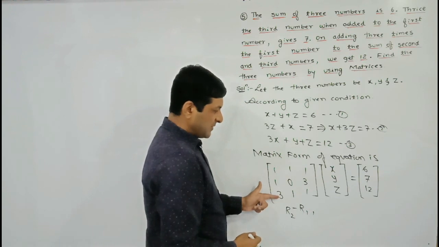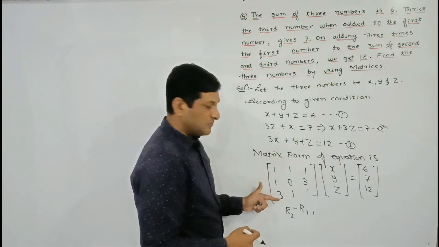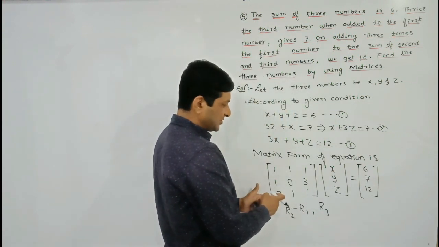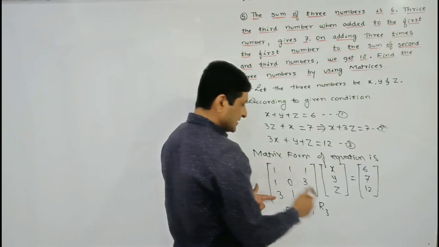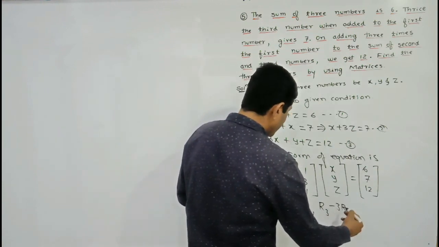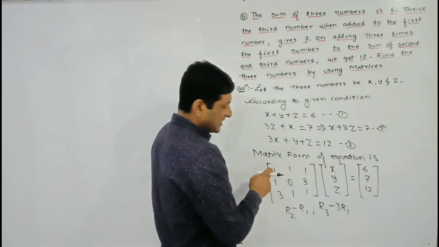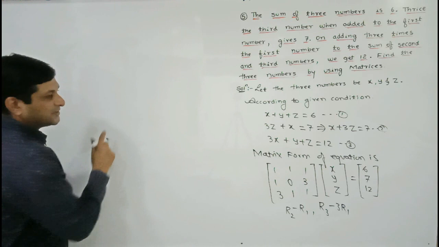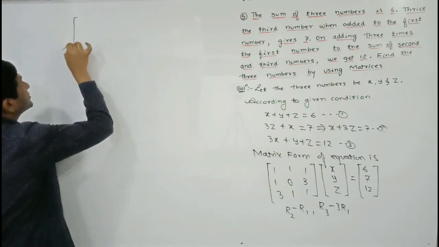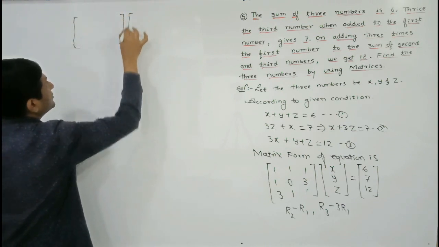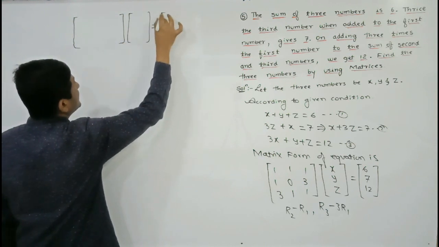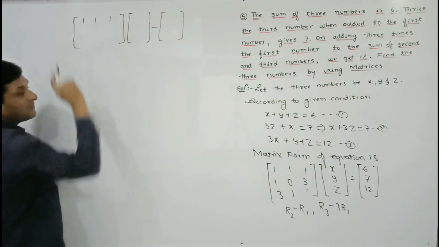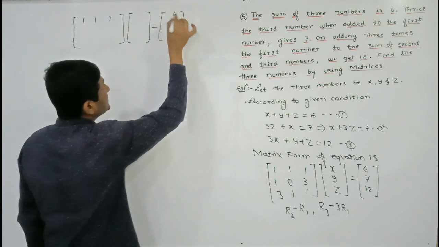Next operation is on this element, which is the element of R3. What is the element of R3? 3. From 3 we have to subtract 3. So 3 minus 3 times R1. If I am multiplying here by 3, 3 into 1 is 3 and 3 minus 3 will become 0. Let us perform these 2 operations on the elements of R2 and R3. On both sides keep the elements of R1 as they are. The elements of the first row, R1, on the left hand side are 1, 1, 1 and on this side is 6.